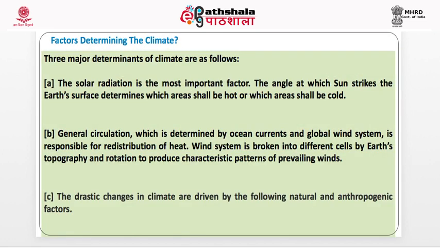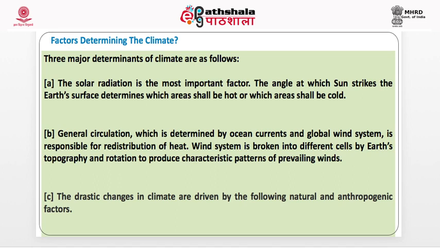Now, what are the factors which determine the climate? Remember, the most important factor is this: at what angle the sun's radiation strikes the Earth's surface. If it strikes directly, for example at the equator, it will be very hot. The number of photons reaching Earth's surface per unit area per second would be very high. At the poles, the angle is slanting. The sun's rays strike Earth's surface at a slanting angle. The number of photons per unit area per second is small. So, the equator is very hot and the poles are cool.